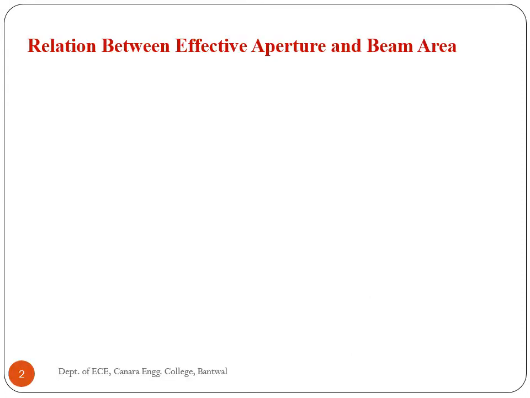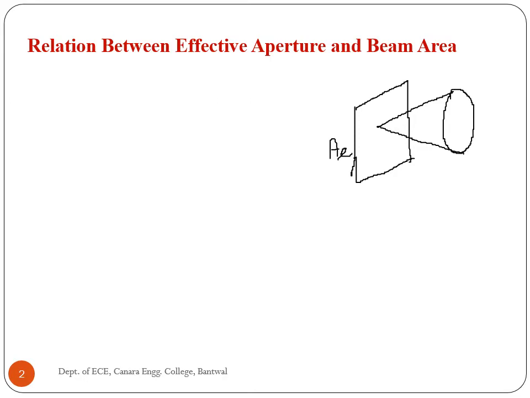Relation between effective aperture and beam area. Consider an antenna with effective aperture AE, which radiates all its power in a conical pattern of beam area, then the field at this point is EA.